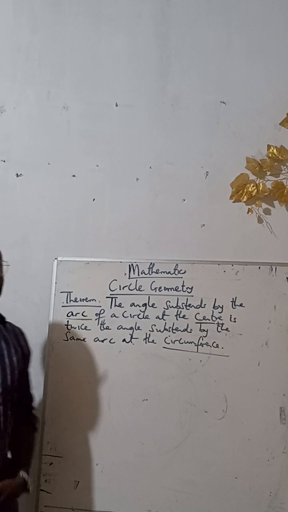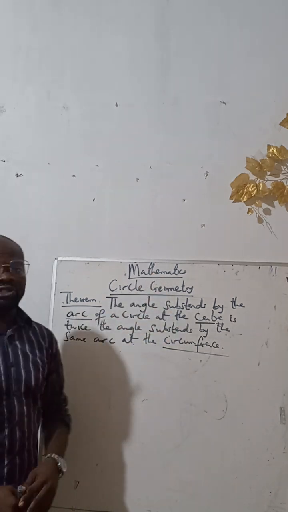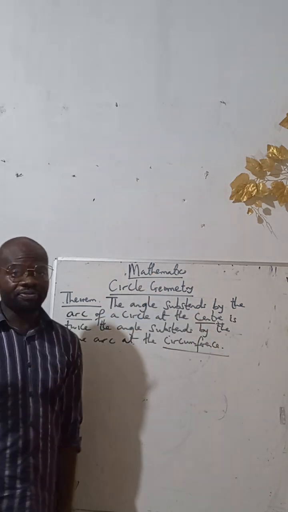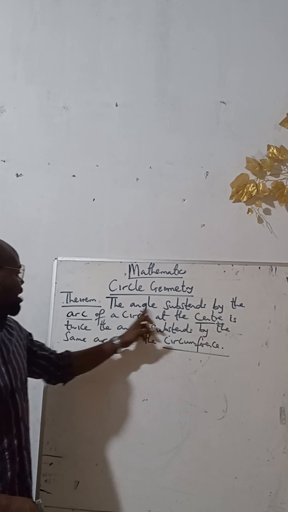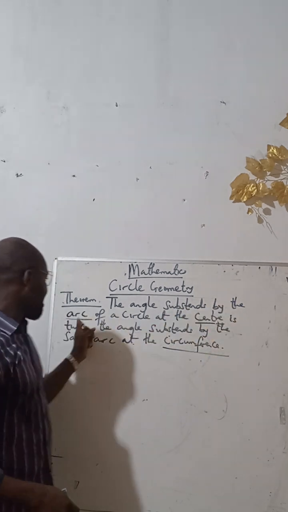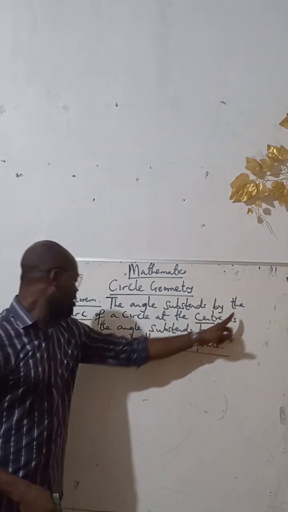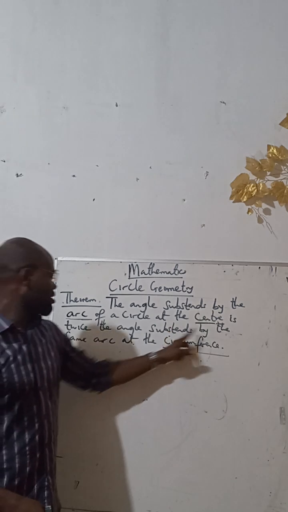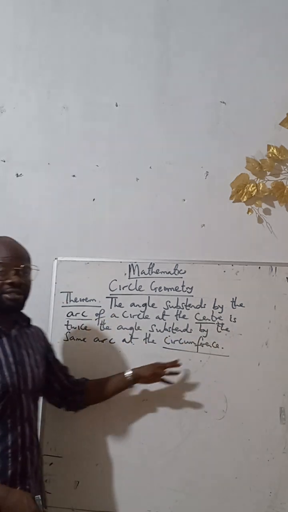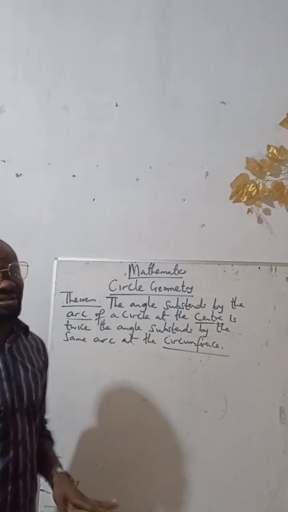How are you doing? So today we are looking into mathematics and the topic we have is circle geometry. So let's look at the theorem. The angle subtended by an arc of the circle at the center is twice the angle subtended by the same arc at the circumference. So this theorem is very simple and easy.